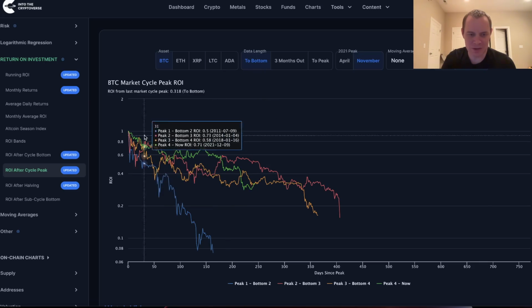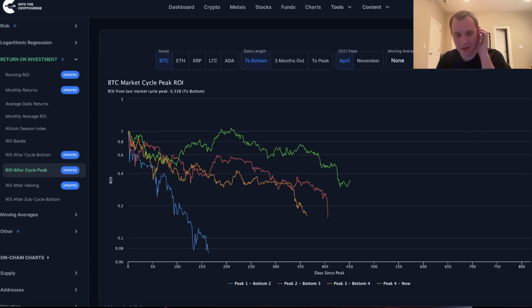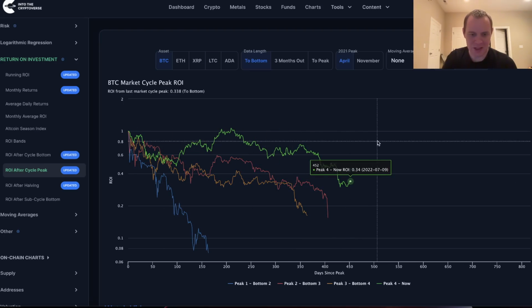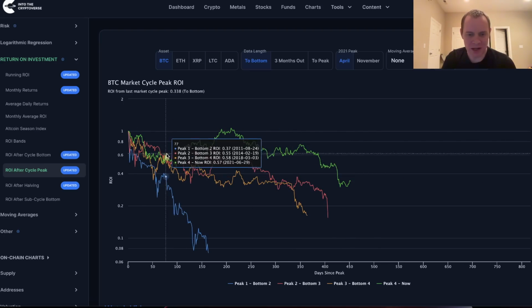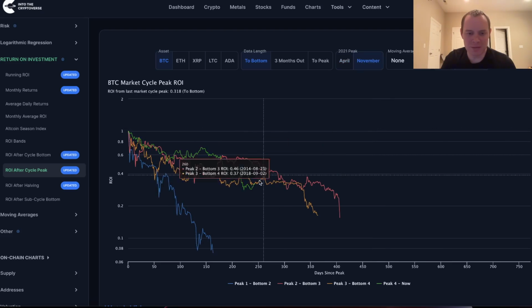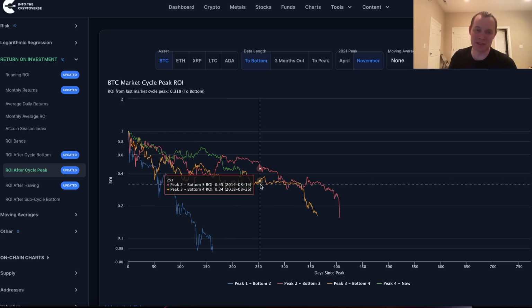So this is what it's measured from November, the green line. As measured from April, it looks like this. From a time perspective, the bear market as measured from April has actually lasted longer than any of the prior bear markets. If you measure it from November, you can see that the ROI from the peak is actually the same as it was in 2018 after this amount of days after the prior peak.